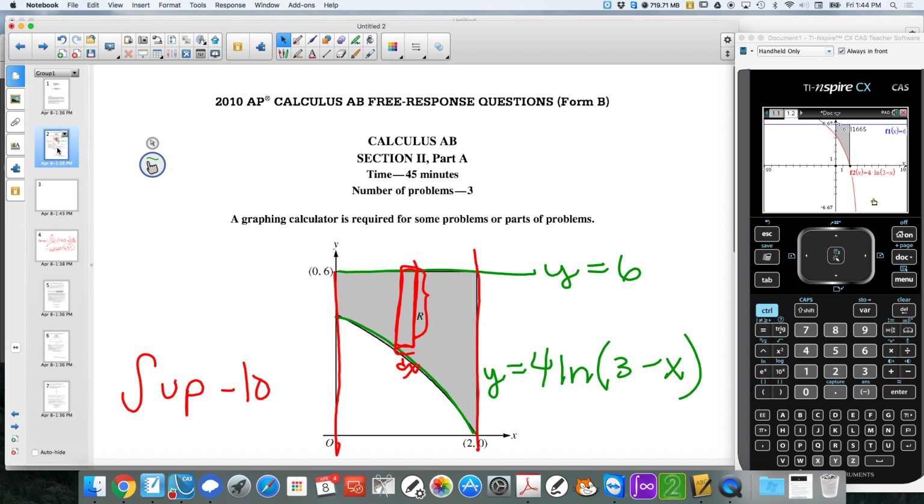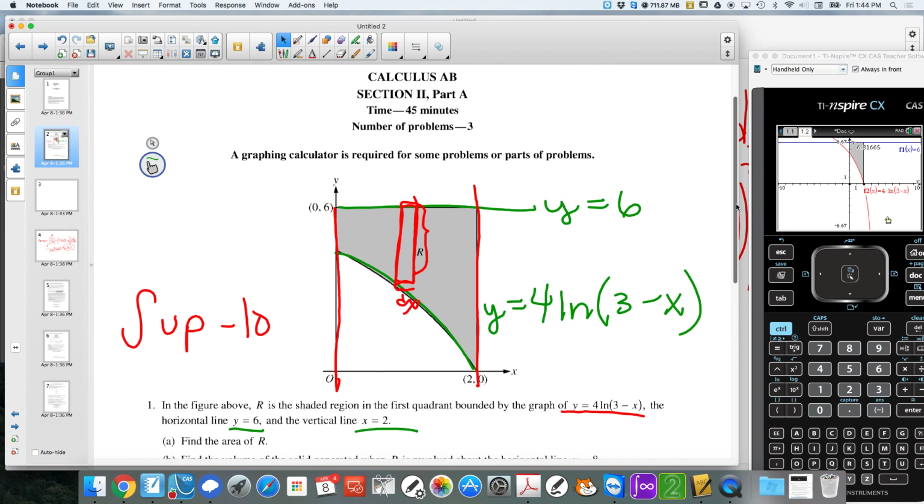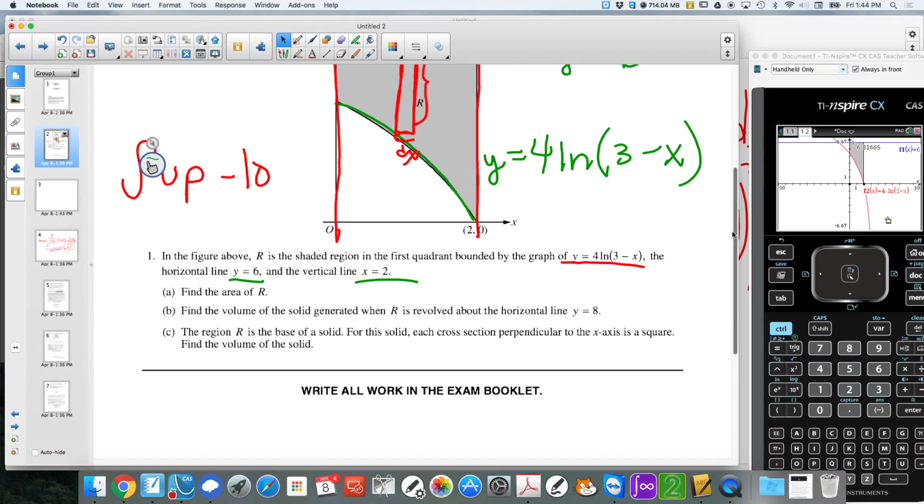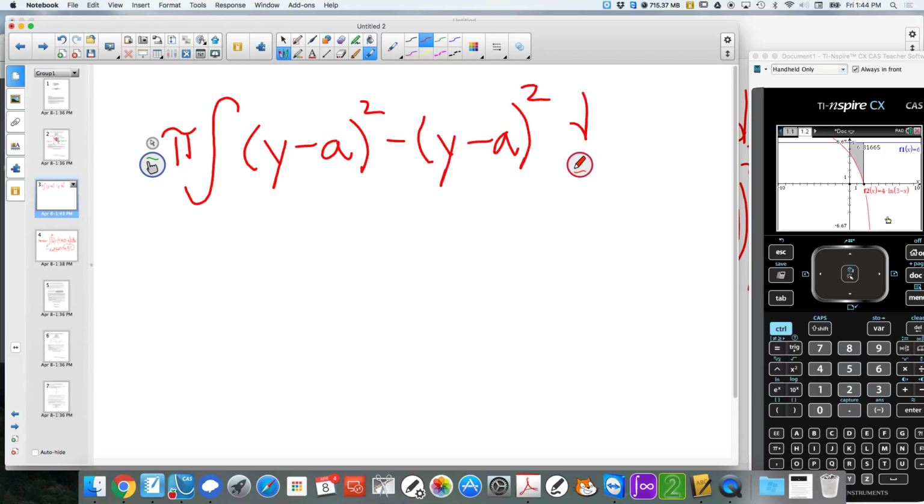Okay, the next part of the problem. Move the calculator over. Give me your calculator. There you go. All right, what do we find next? The volume of a solid when R is revolved around the horizontal line y equals 8. So we're doing a volume of revolution, a volume of rotation. So what's our equation going to be? It's pi, the integral, ya squared minus ya squared dx.